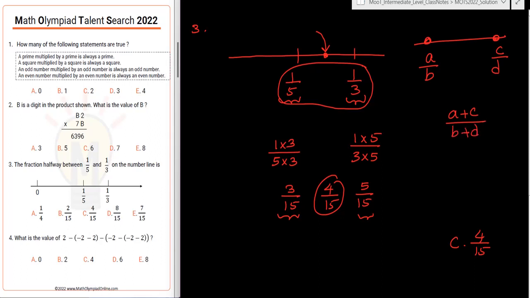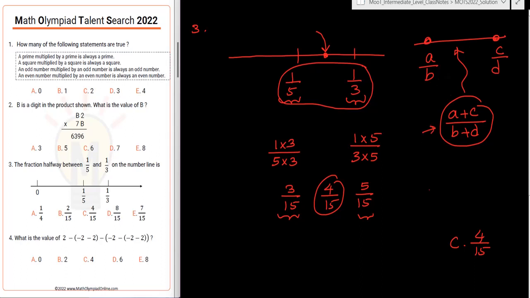So this number here will definitely be somewhere in between. We don't know where it will be, but it will be somewhere in between. That's a nice property of fractions, right? You have two fractions. You want to find something in between, just add the numerators and add the denominators and make a new fraction. That will always be in between.